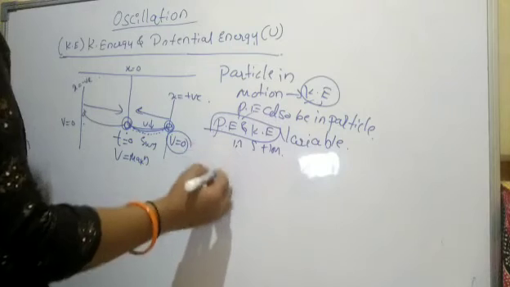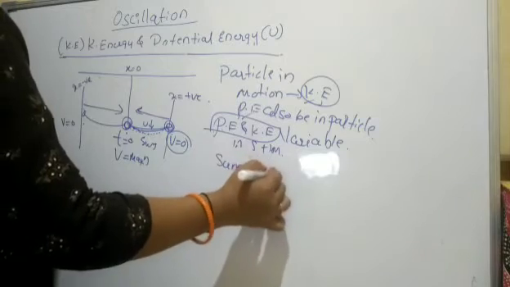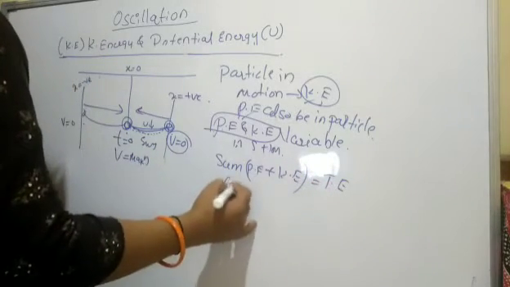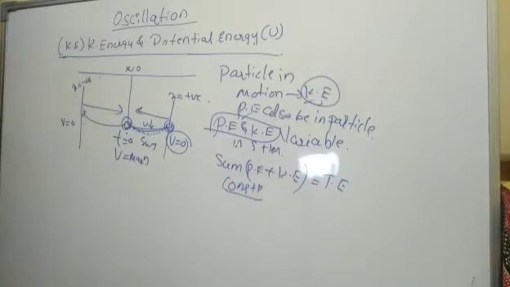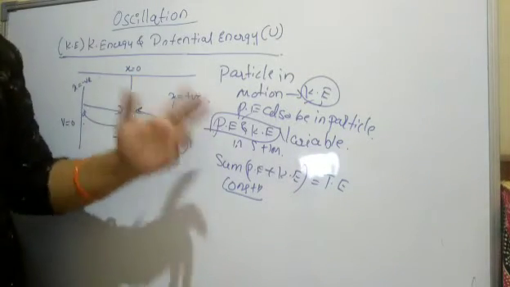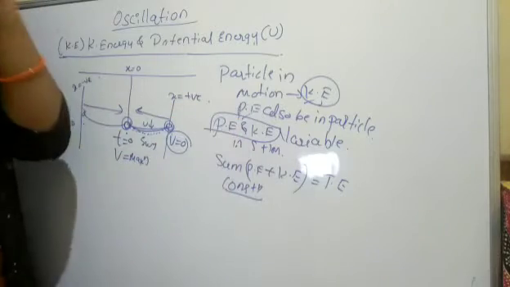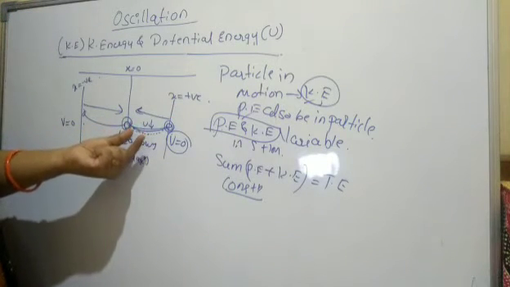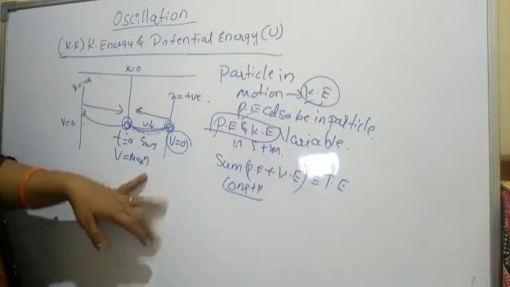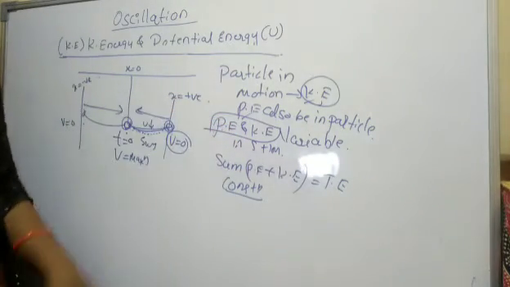When these two are variable, the sum of these two, potential energy and kinetic energy, will be the total energy, and that remains constant. That means energy in simple harmonic motion is conserved, whether it is variable or constant. When the potential energy and kinetic energy of a particle executing simple harmonic motion are variable, meaning every time they vary, then the sum of these two energies will be constant. So that only we are going to discuss here.